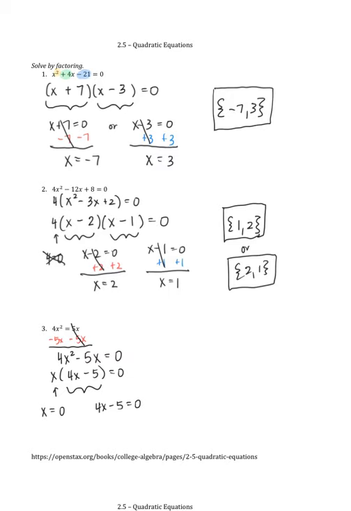So we're going to add 5 to both sides, and that'll give us 4x equals 5. And then we're going to divide by 4, so x equals 5/4. So those are my two solutions. So 0 and 5/4.